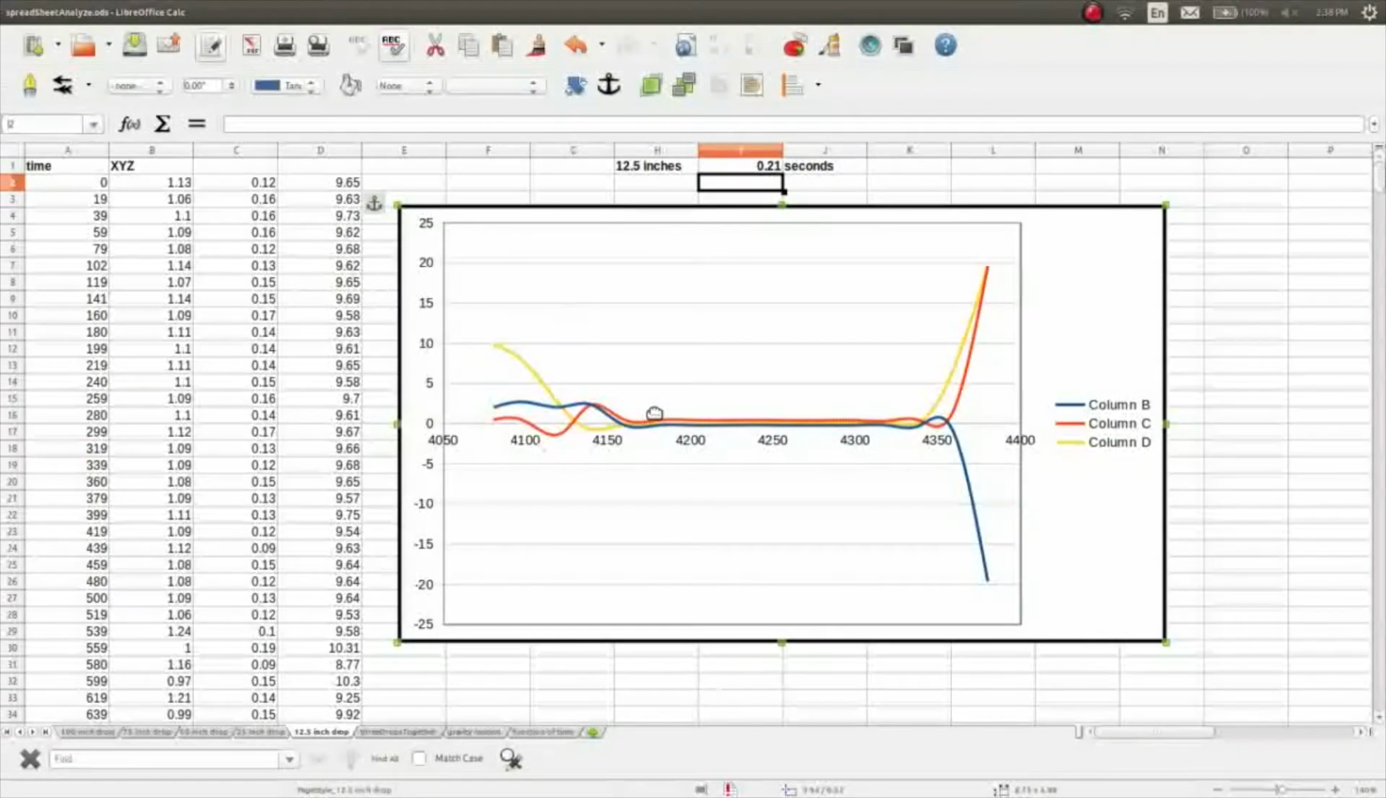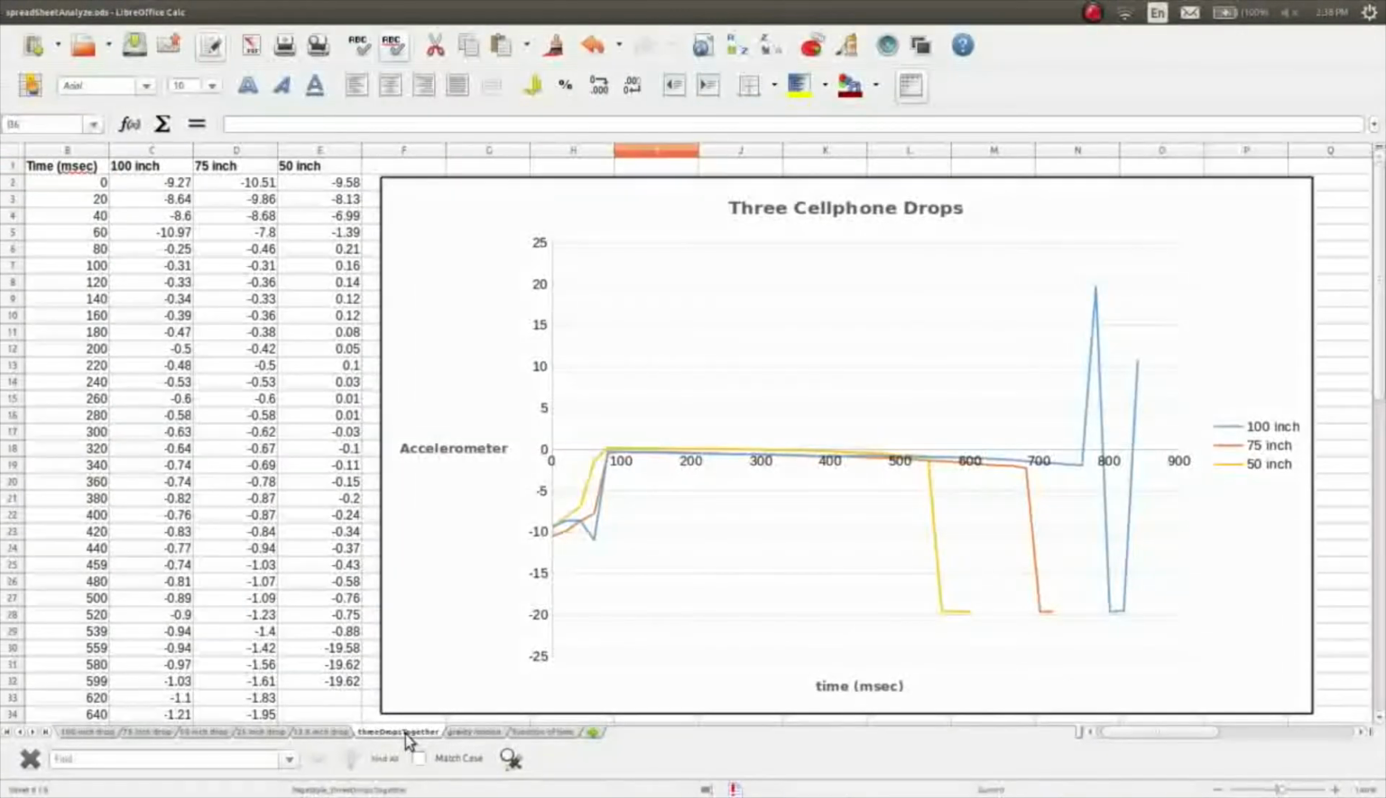Don't be deceived by the graphs. They are rescaled and only appear to be about the same time at all drop distances. Just to emphasize this point, I've plotted 3 drops on the same axis in this tab.